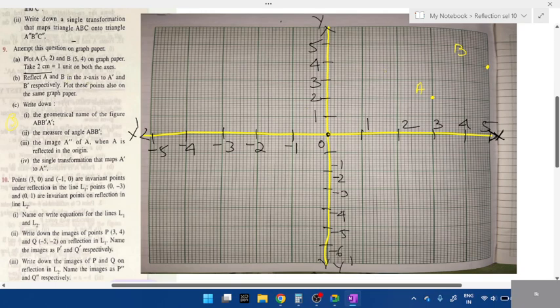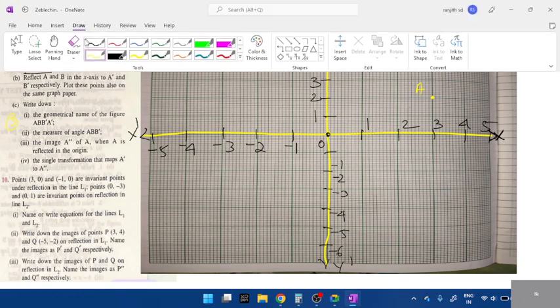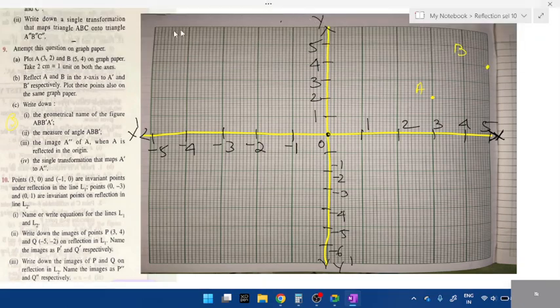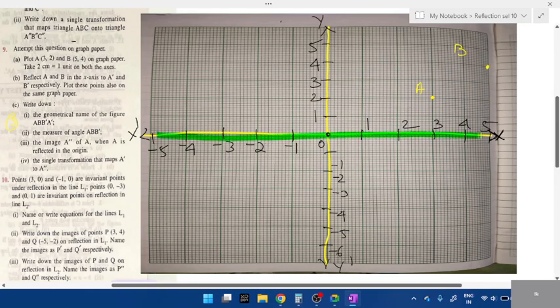Next, reflect A and B in which axis? X axis. Which means, where is the mirror? The mirror is placed where? On the x-axis. You have to read it like this: reflection in x-axis. What do you mean by reflection in x-axis? The y value will be 0. So which value will change? Y will change, right? So A will become what?